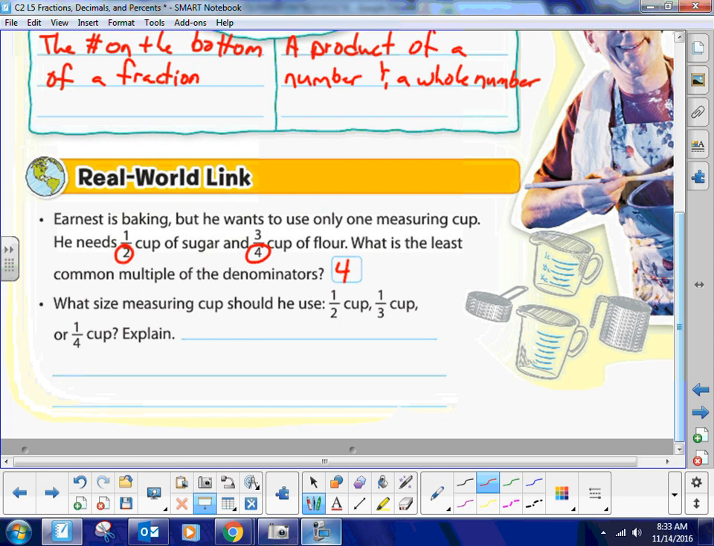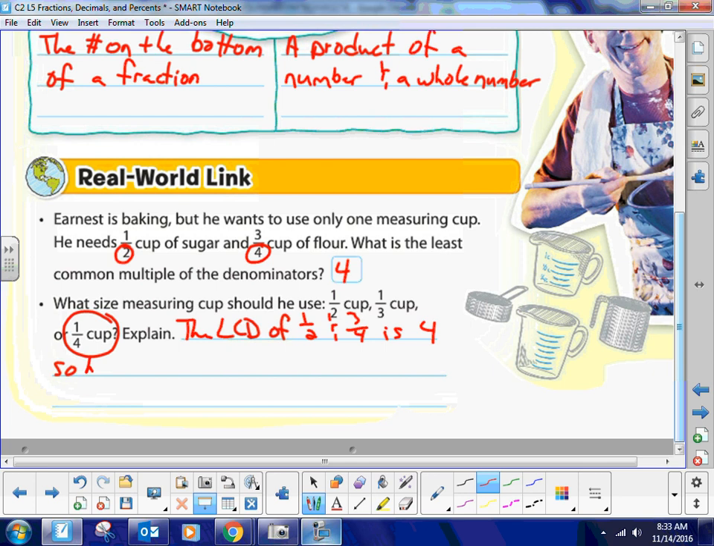What size measuring cup should he use? A half a cup, a third of a cup, or a quarter of a cup? Okay? We would want him to use a quarter of a cup. The explanation is because the least common denominator of 1/2 and 3/4 is 4.